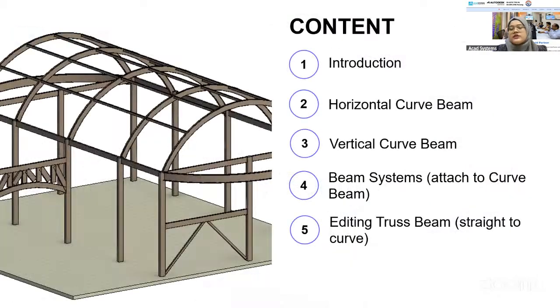All right, so here I share with you the content for today's lesson. First, I'm going to do an intro, and then I'm going to show you how to create two types of curve, which are horizontal curve beam and vertical curve beam. And also I will show you how to create a beam system, which is attaching to the curve beam. And lastly, I'm going to show you how to edit the trusses design from a straight beam design to a curve design. All right.